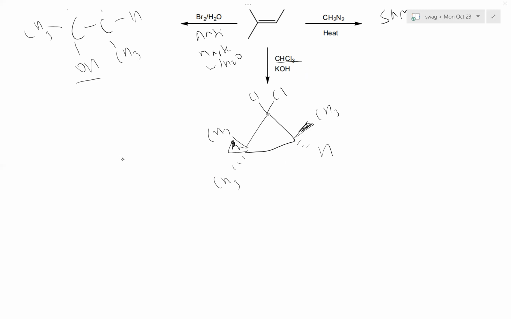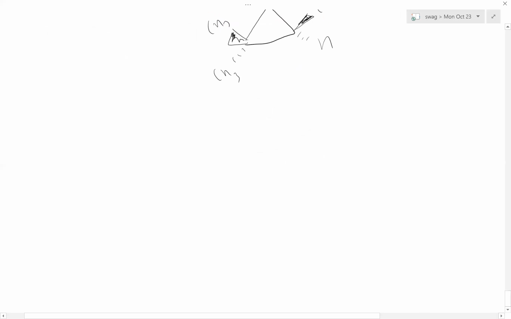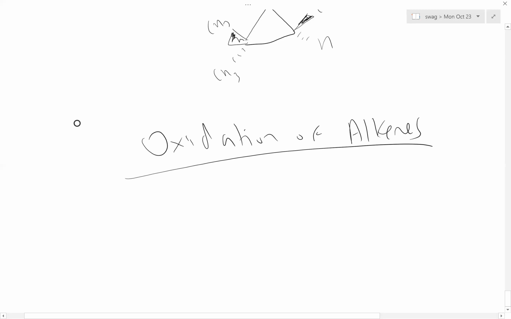Next one we'll do, we'll leave it as a, let's do one final reaction. Let's learn one final reaction and then we'll end the workshop. The last reaction is a very important one. It's called oxidation of alkenes.